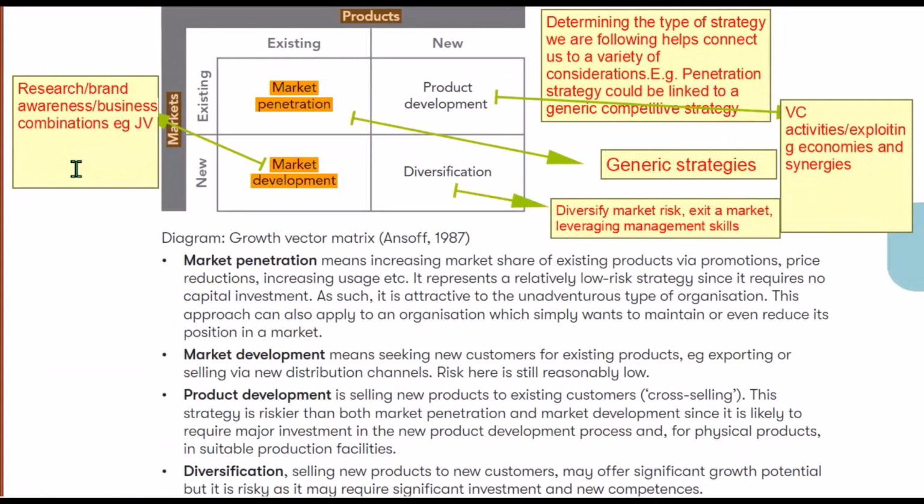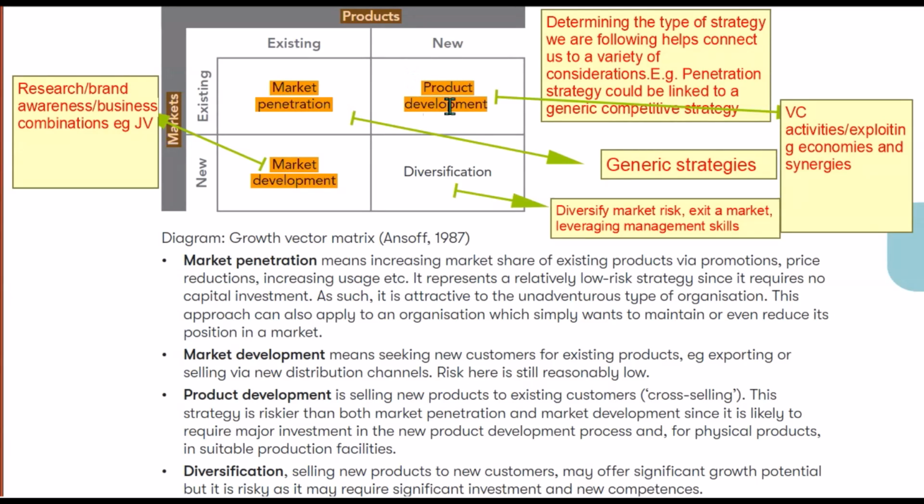We need to think about how we're going to enter that market. For example, is it going to be a joint venture, or are we simply going to employ an agent in that market who knows how things work there? All of these questions need to be answered, planned for, resources allocated, and people made responsible for them in a market development strategy. Let's move now to product development. Well, we're taking a new product and we're selling it to our existing customers.